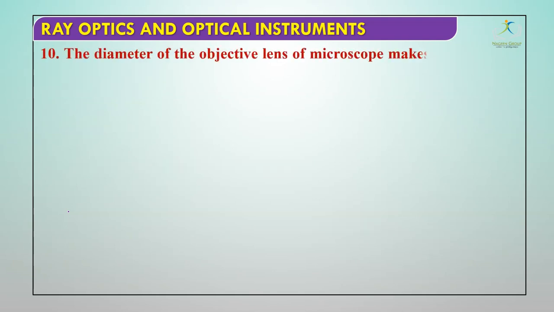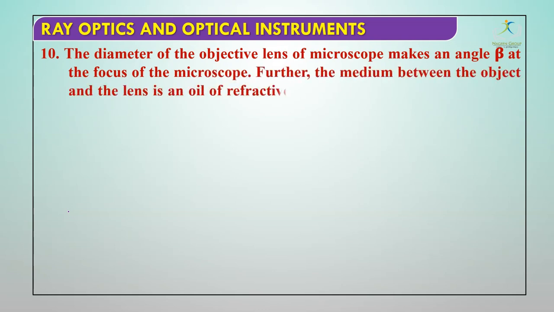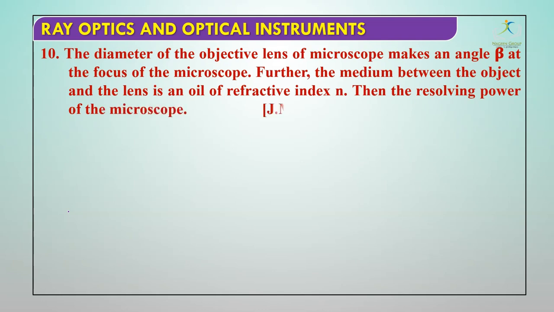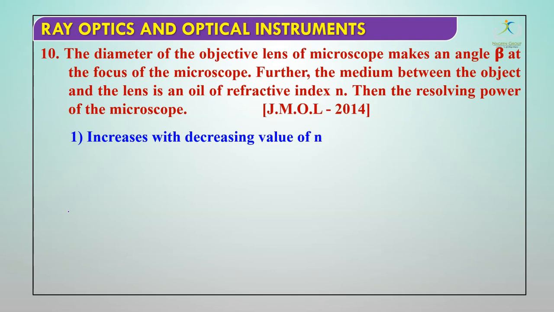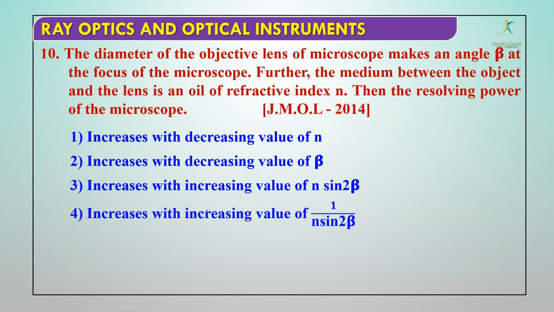Next question we have: the diameter of the objective lens of the microscope makes an angle beta at the focus of the microscope. Further, the medium of the object and the lens is an oil of refractive index n. Then the resolving power of the microscope increases with decreasing value of n, increases with decreasing value of beta, increases with increasing value of n sine 2 beta, increases with increasing value of 1 by n sine 2 beta.